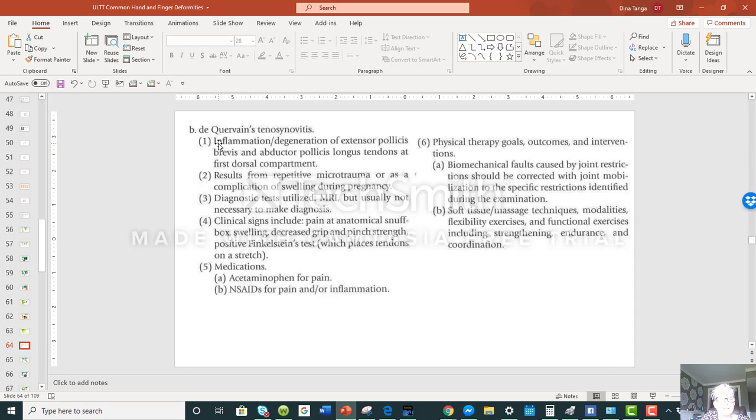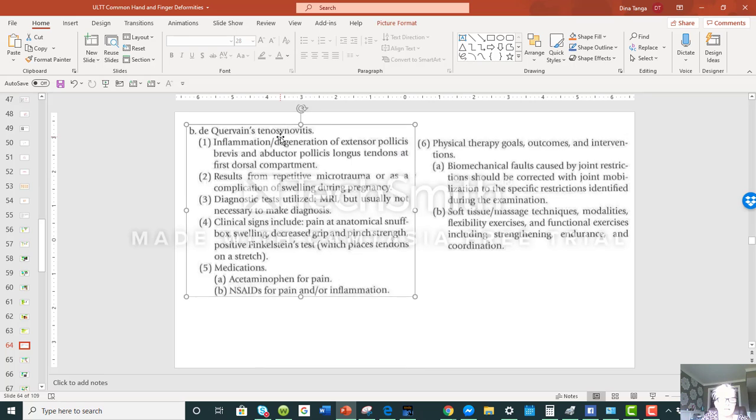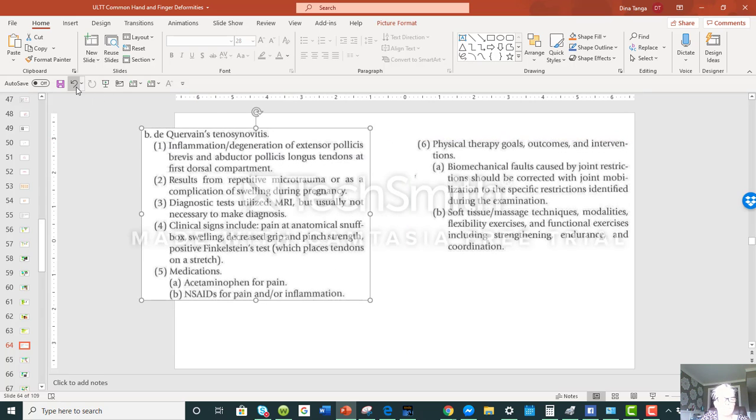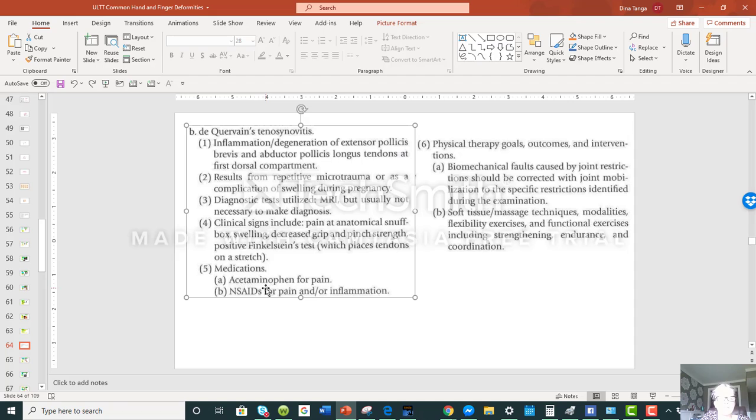Now we are moving to de Quervain's tenosynovitis. This is where you're going to have inflammation, degeneration of the extensor pollicis brevis and the abductor pollicis longus at the first dorsal compartment.